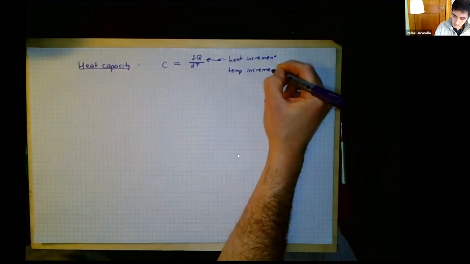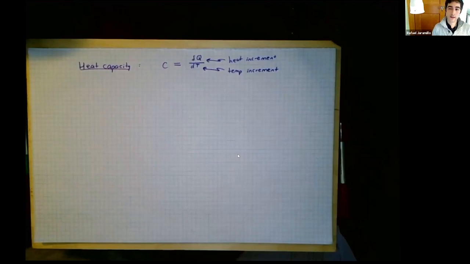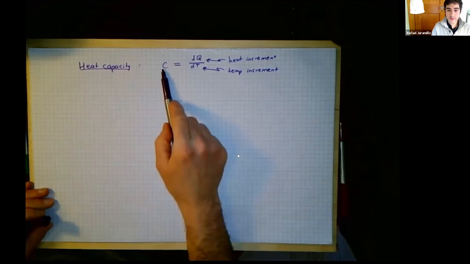Okay. Is heat capacity a state variable or a process variable? Process. Process is right. Why is it a process variable? Because the dQ is path dependent. Yeah, exactly. It's a process variable because it depends on a process variable.